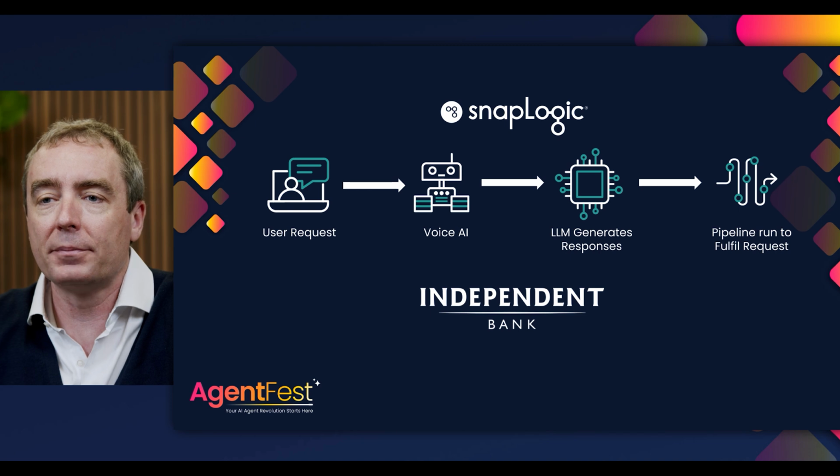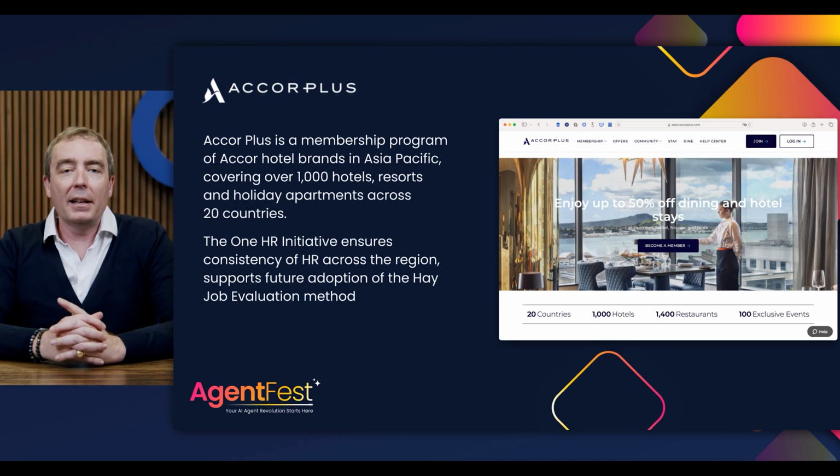Finally, in the hospitality space, we have an example of Accor Plus. So this is a membership program of the Accor hotel brands in the Asia-Pacific region. It covers over 1,000 locations across 20 countries. And the problem they had in such a diverse operation is job leveling. The job descriptions were in different formats, they were in different languages, they had different expectations, so it was really hard to compare and put in place unified processes across that wide domain.